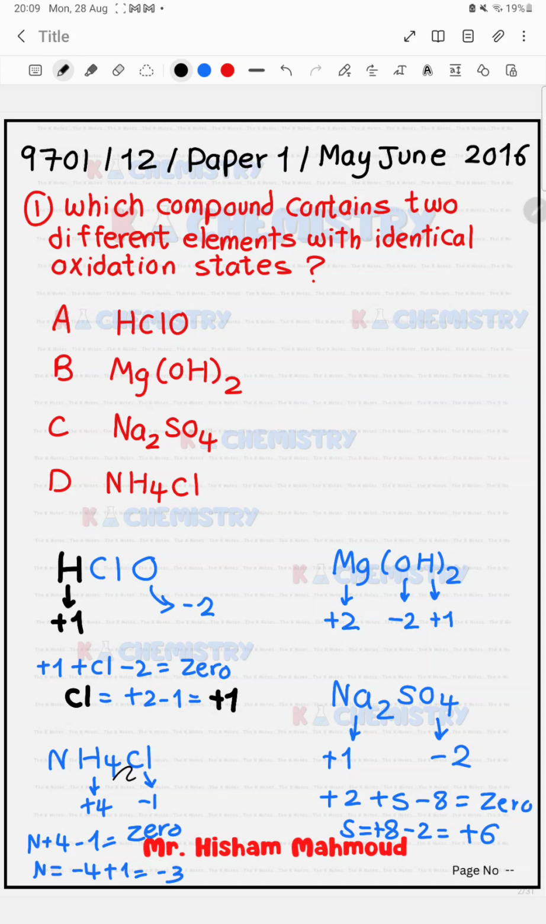NH4Cl, hydrogen is +1, so four hydrogens give +4, and chlorine is -1. We took care of chlorine in the previous one. In HClO, we had to make chlorine the last one because we were not sure about chlorine. But here I have the choice between nitrogen and chlorine, and I can say that chlorine is -1, but for nitrogen it's difficult to start with it. So I'll start with hydrogen and chlorine in the ammonium chloride, but the nitrogen will be the last one. Nitrogen +4 -1 is equal to 0, so nitrogen is equal to -3.